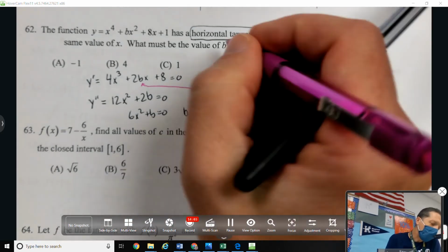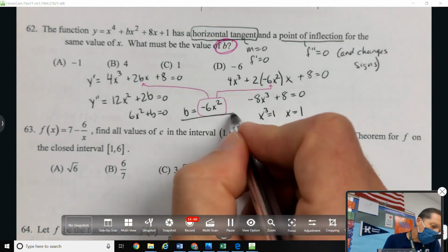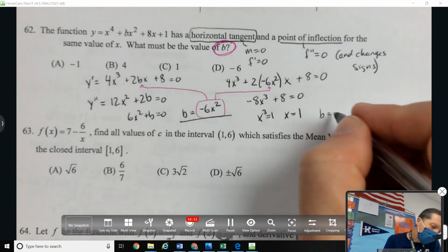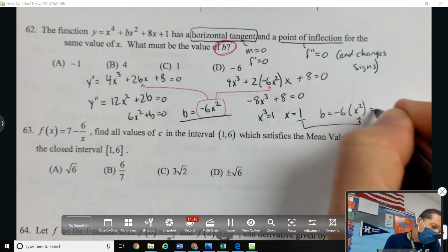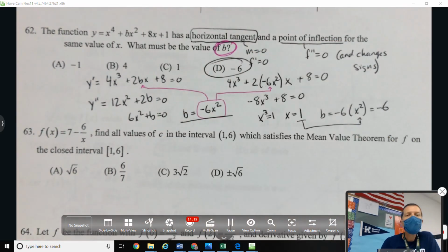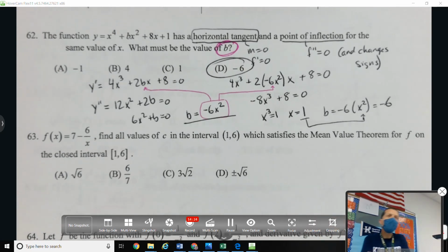No, because what is the value of b? Well, b equals negative 6x squared. So that would be negative 6. That's another good example of an AP test question because it tests like 3 things at once. Do you know what a horizontal tangent is? Do you know what a point of inflection is? And then can you do some algebra? Hopefully the answer to all 3 of those is yes. Otherwise you're in trouble.